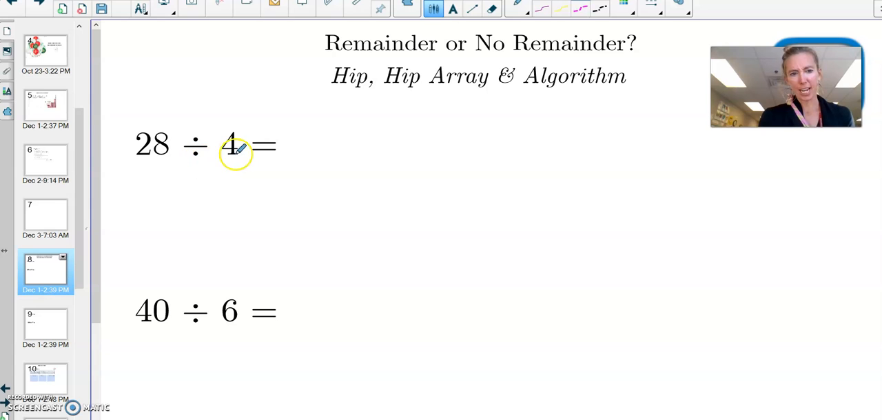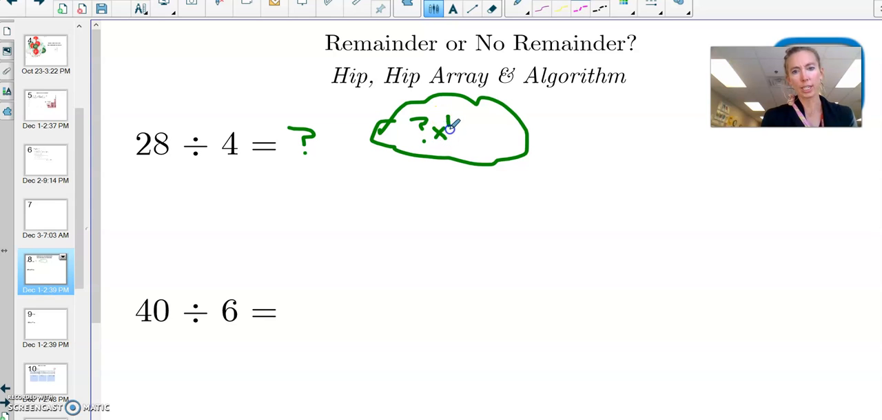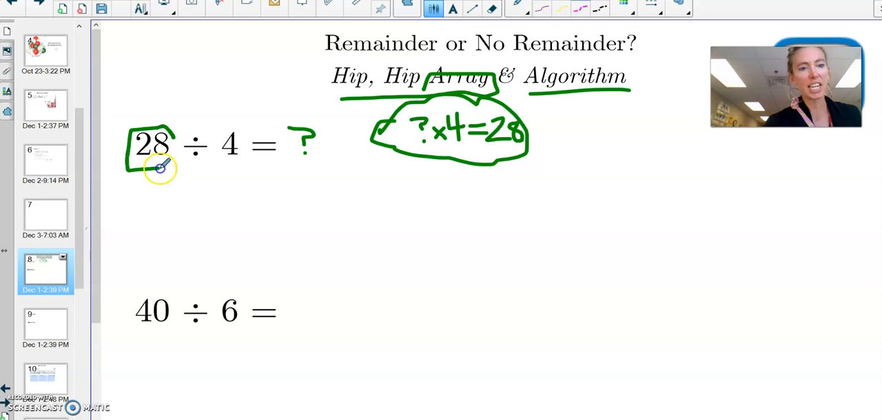So 28 divided by 4, what is that going to give me? I don't know. Okay, well, in your head, you have to cloud it up. This is in your head. And you're like, what number times 4 gives me 28? I don't know. Okay, well, let's work it out with an array and the algorithm. So our dividend is 28. Yes? And we are dividing it by that divisor of 4 to figure out our quotient, which we don't know what it is. So one side of my array is 4.